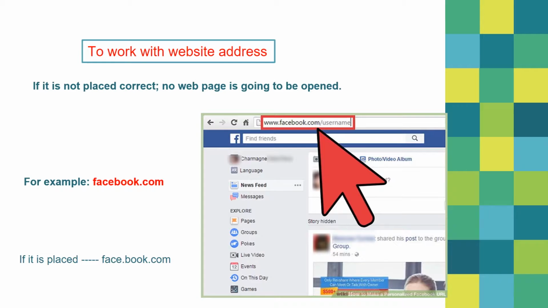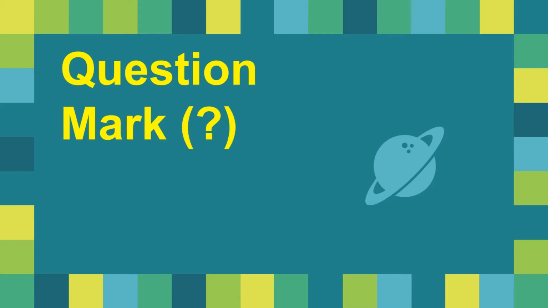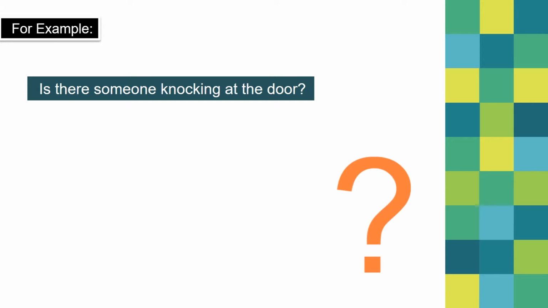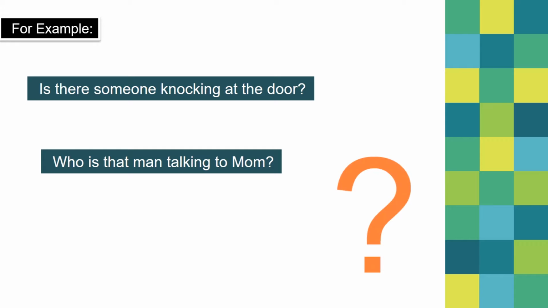Next punctuation sign is the question mark. A direct question or interrogative sentence is followed by a question mark, not a period. In other words, when someone is asking a question in written format, we use the question mark. For example, is there someone knocking at the door? Who is that man talking to mom?